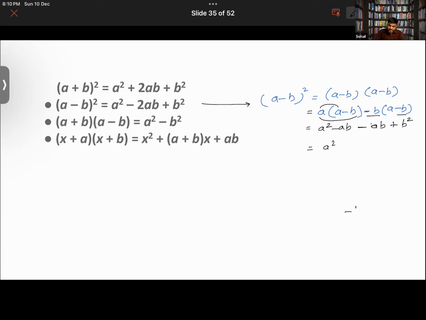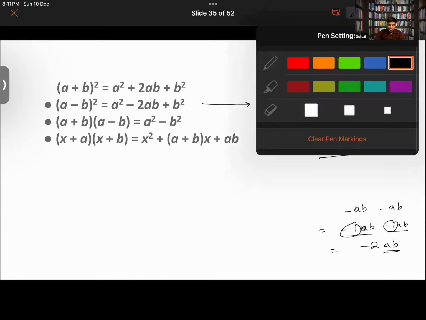Also, minus AB minus AB. That is minus 1 into minus 1 AB, minus 1 AB actually here, because there's a hidden minus coefficient, minus 1, here. Yes, sir. Exactly. So minus 1 and minus 1, what does that become? Minus 2, plus. Minus just two. Exactly. So that is simply minus 2 AB now. So A square, minus 2 AB plus B square. Hope everyone got this. Yes, sir.